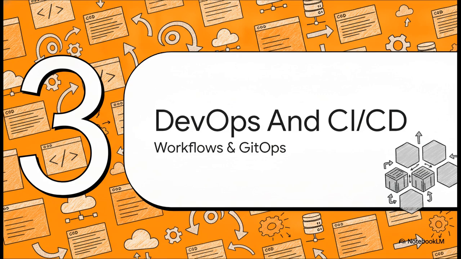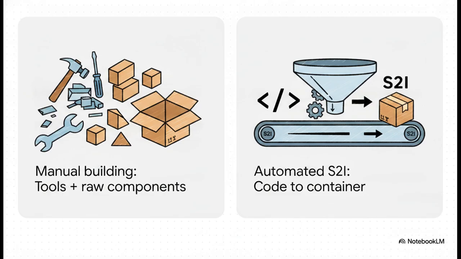Section 3. Navigating DevOps and CI/CD, workflows and GitOps integrations. Okay, architecture is great and all, but let's talk about how developers actually get their code running inside these clusters, because this is where the daily dev experience really splits. In a standard Kubernetes setup, your CI pipeline is typically relying on declarative Dockerfiles, and you've got to bring your own external tools like Kaniko or Buildah to execute those builds inside the cluster.